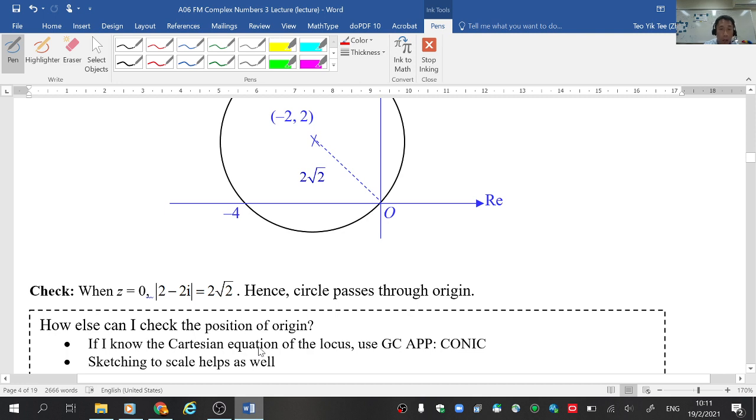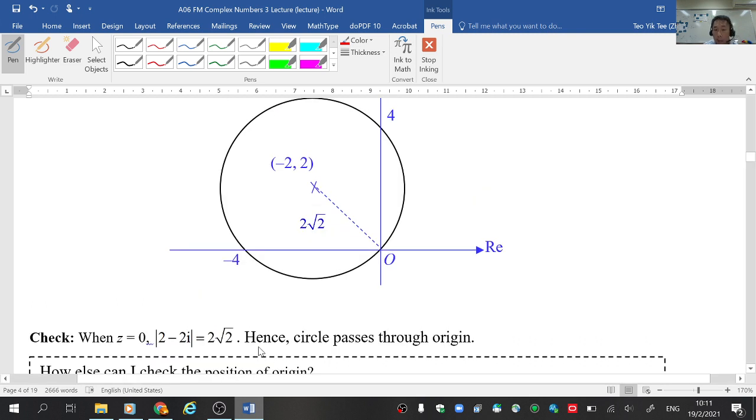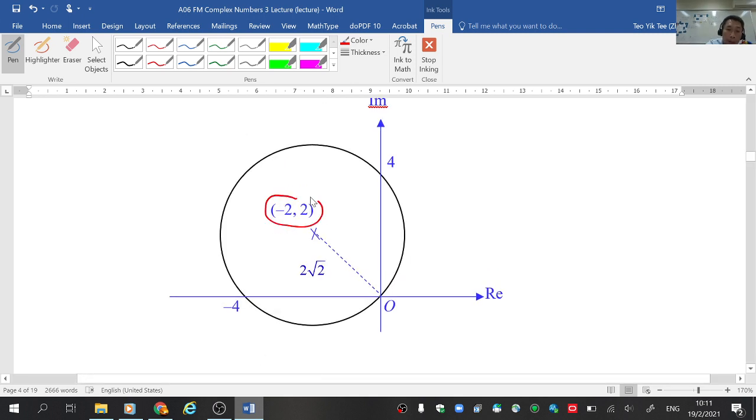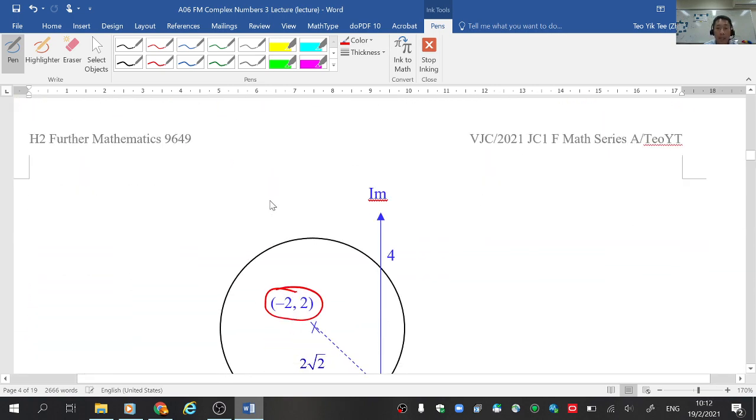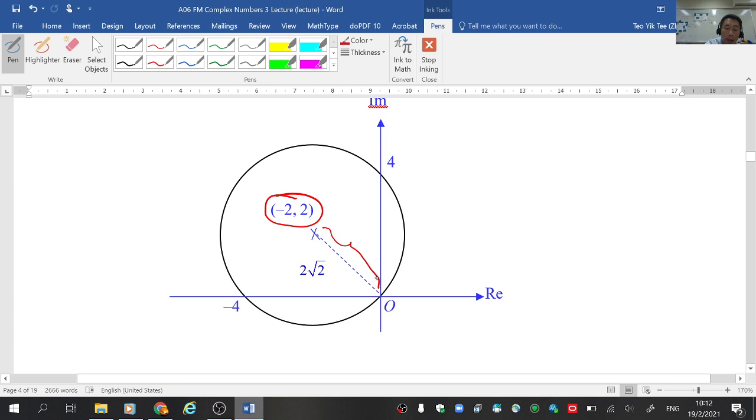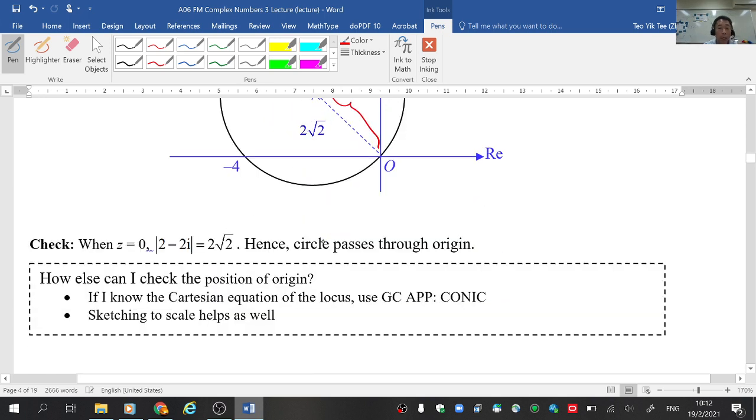Then of course, use your simple Pythagoras theorem to double confirm the position of the origin. Is it inside the circle, outside the circle, or on the circle? So in this case, if the center is (minus 2, 2), what's the radius for this question? The radius is supposed to be 2 root 2. Via Pythagoras theorem, you realize that you actually hit the origin exactly. So, the important thing is, if your circle is supposed to pass through the origin, you must show it on your answer script that it actually passes through the origin.